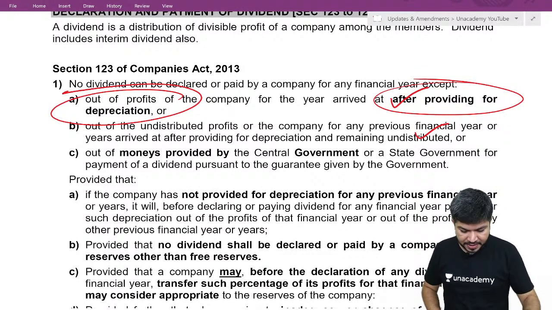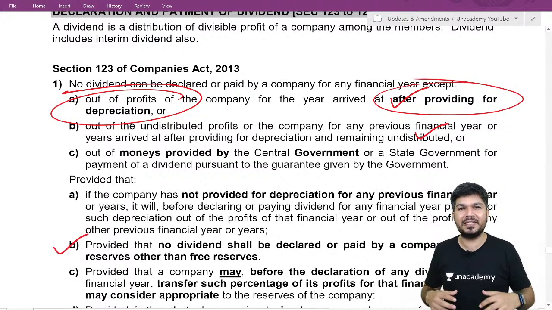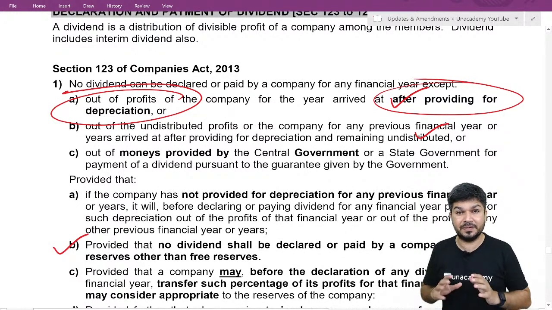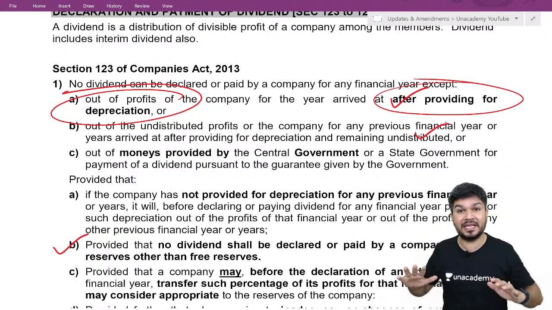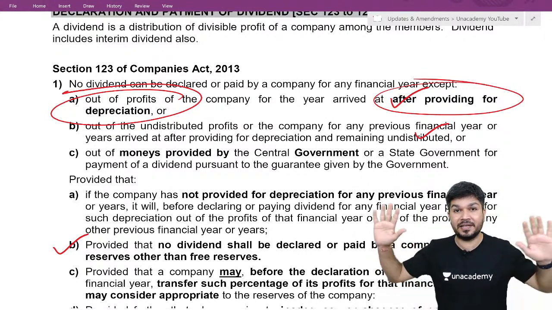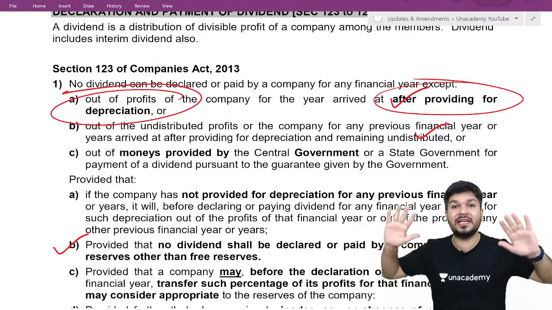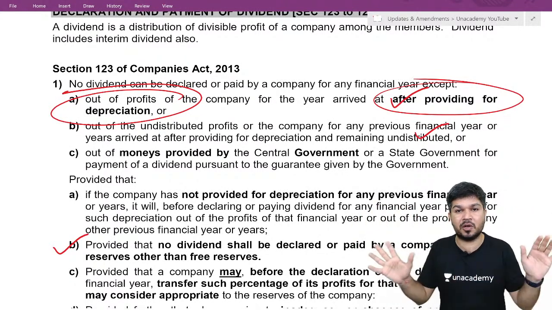Okay, then they are telling that whenever you are declaring dividend, it has to be declared either out of current year's profit or past profit which is lying in free reserves. Either it's lying in retained earnings, P&L, or in free reserves. Other than free reserves cannot be used.